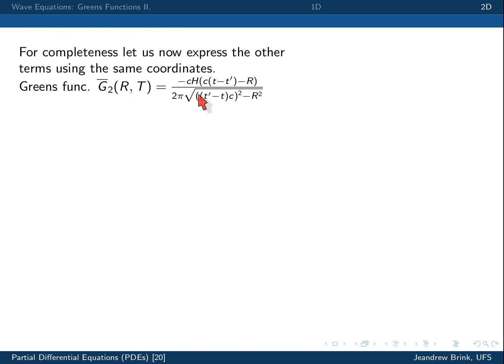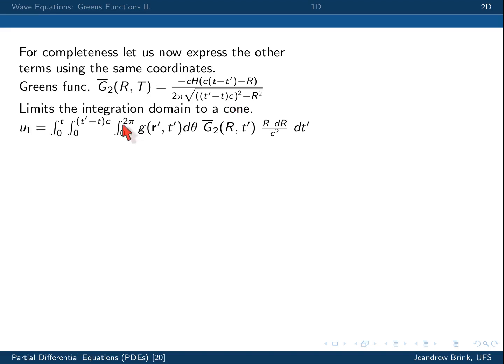You once again have your Green's function over here where that step function limits the domain of integration to a cone, and because there are no derivatives you can simply implement that straight away. Okay, so for the integral that requires the forcing term, it's just from 0 to (t' minus t) over c times r dr over c squared, times our Green's function, and I've moved the Green's function out of the angular integral because it's not dependent on the angle, just rather the norm, the amplitude of the difference between the two vectors.